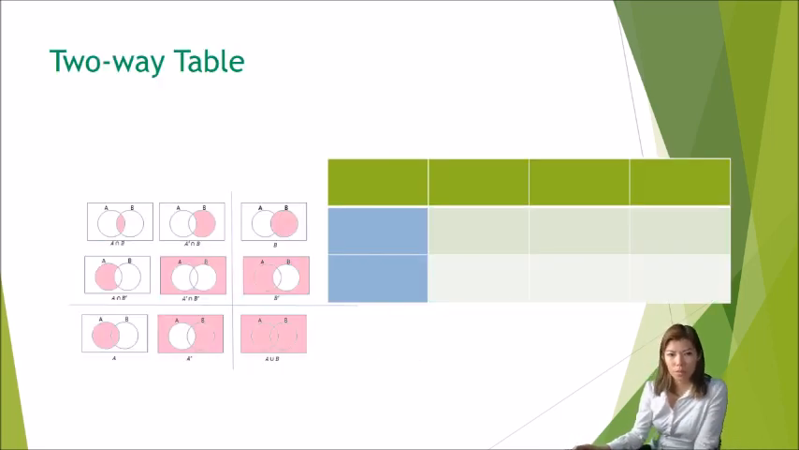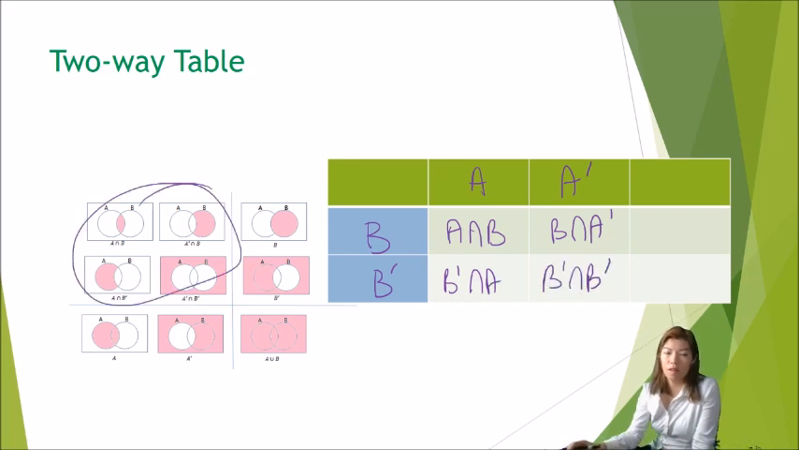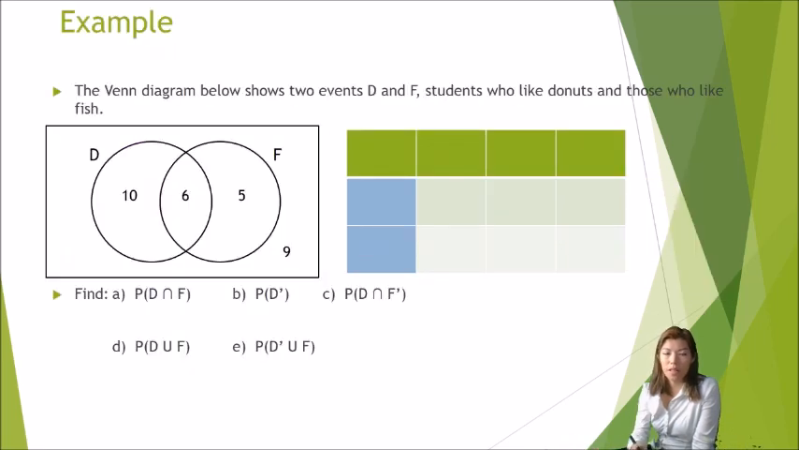Two-way table. Another way to represent all these things is using a two-way table. Let's have a look at two-way tables. We're going to put A here and A complement there, or not A. B here and not B there. And then what goes in the middle is the intersect, just like these four images there. So let's look at an example.